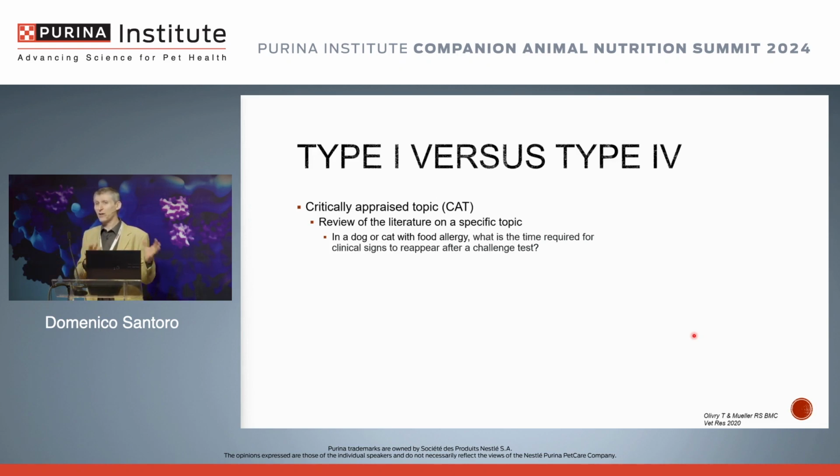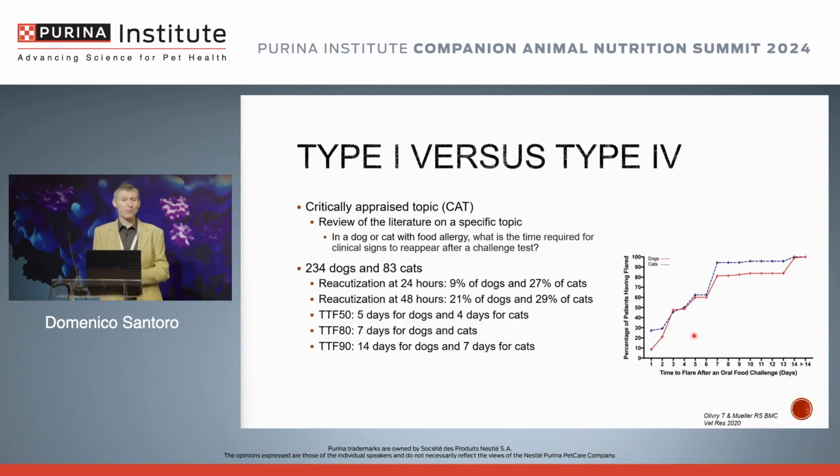And the way they were answering the question of type 1, type 4 is, how much time does it take for a dog to relapse, to have a flare of the clinical signs after re-exposure? Essentially, they collected more than 200 dogs and more than 80 cats, and they were looking at when the recurrence of the clinical signs appeared after re-challenge. You can see here the exposure time to flare, the time to flare 50: 50% of the dogs flared after 5 days and 4 days in cats, with 90% of the dogs flaring after 14 days and 7 days in cats.